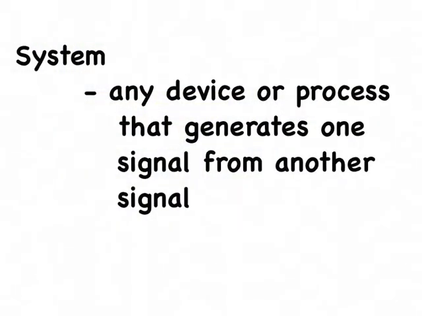Now let's introduce the concept of a system. A system is any device or process that generates one signal from another signal. This is a very general concept. You could view an airplane as a system. You could view the human brain as a system. You can view a computer program as a system. Anything that takes one signal and produces another signal is a system.